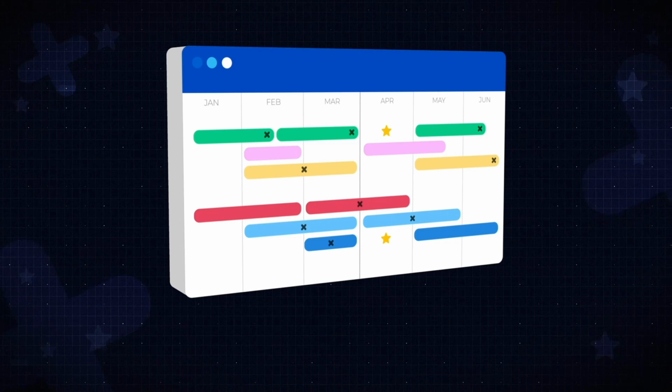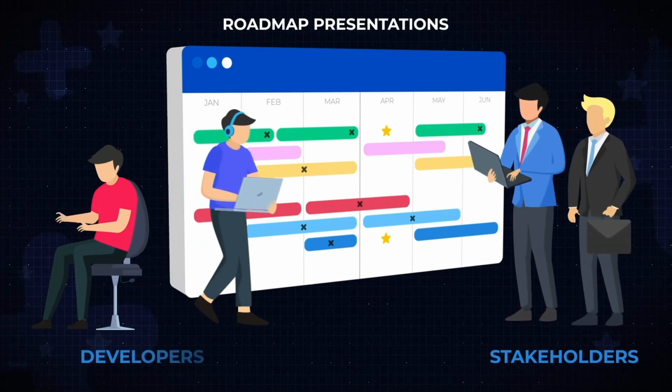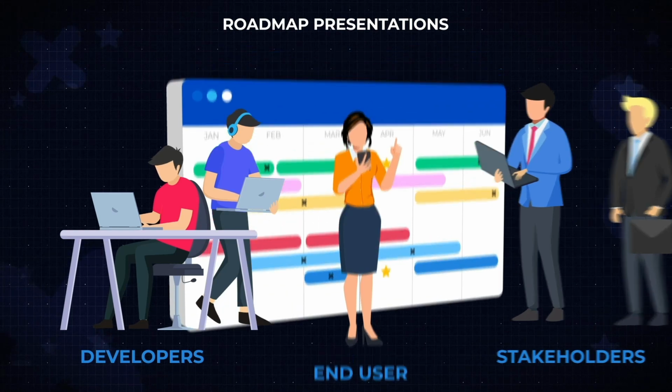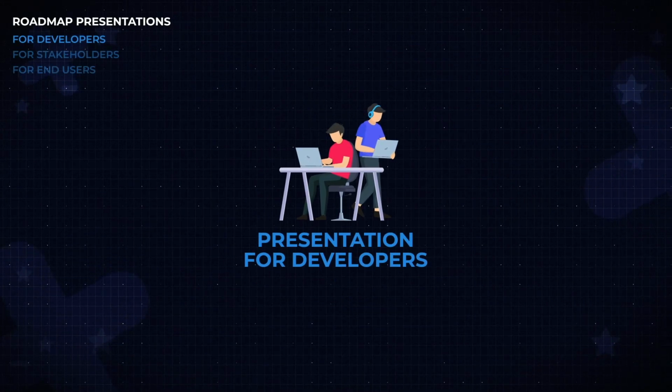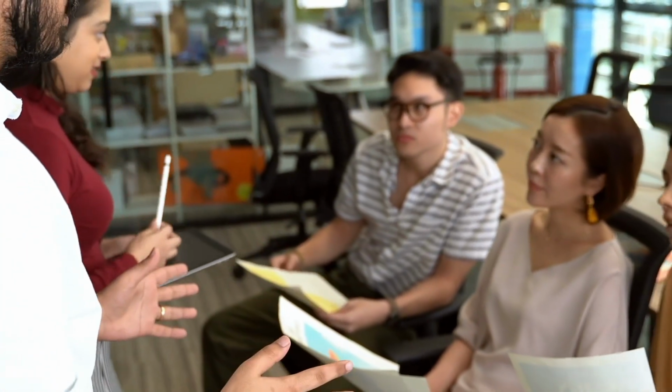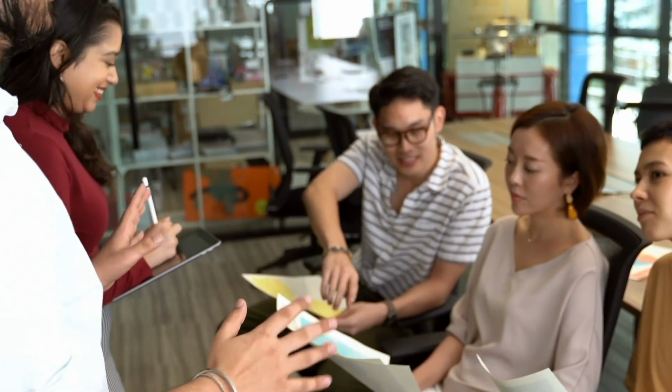Roadmaps typically have two audiences: stakeholders and developers. Sometimes you also want to share it with end users. Let's start with a presentation for developers. The engineering team uses a roadmap to know what they will be building, for what purpose, and how it should be delivered. So presentation is the way to motivate employees and demonstrate the value their work will bring in the next few months to the company and the end user.